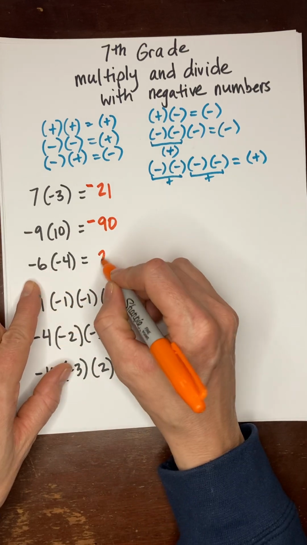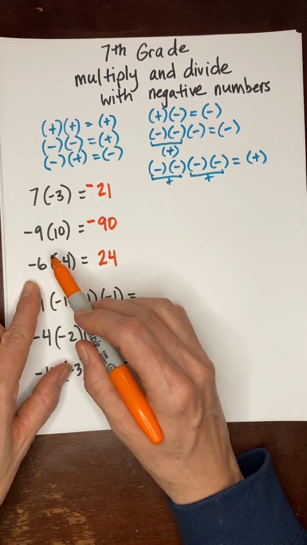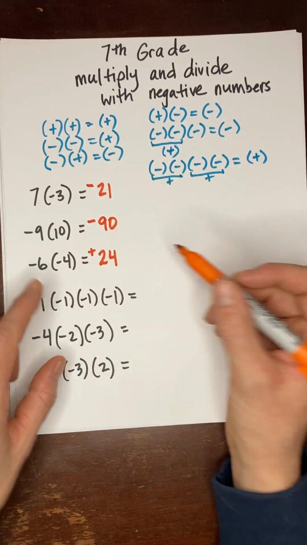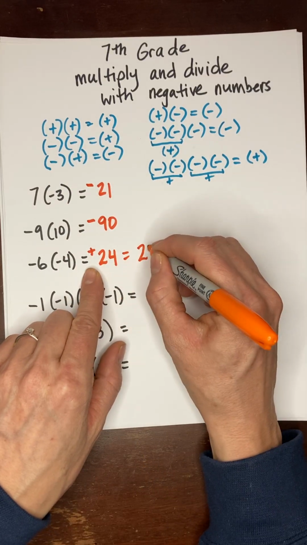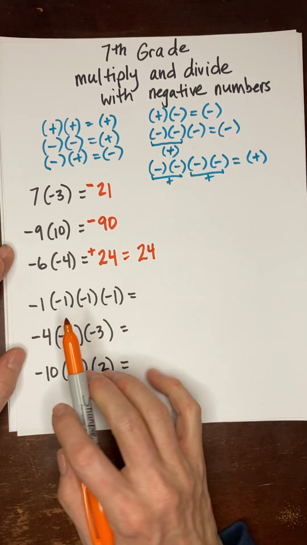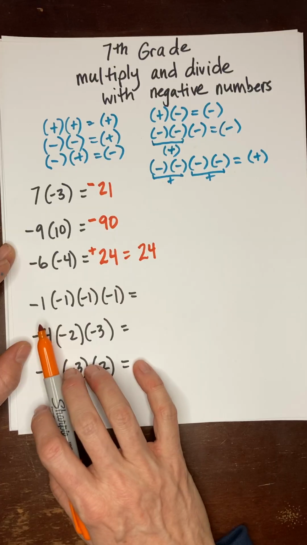6 times 4 is 24. And I have a minus times a minus up here, minus, minus. That's going to give me a plus. We don't have to write the plus. We could just write it as 24 because every number without a sign is just assumed to be a positive number. Down here we've got multiple negative numbers.